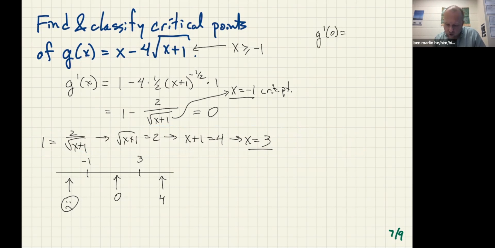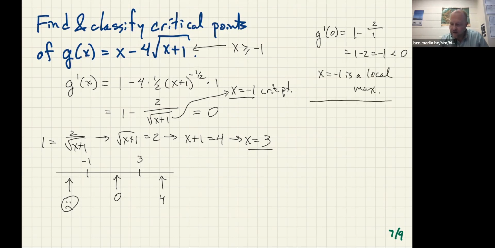So we plug in and have 1 minus 2 over a square root of 0 plus 1. So we end up with 1 minus 2 is -1, and that's less than 0, okay? So that says that if we were looking at the shape of this graph, it's not defined to the left of -1, but it's going down to the right. So x equals -1 is a local maximum, because all the valid x values that are close to it are going to give you g values that are less.